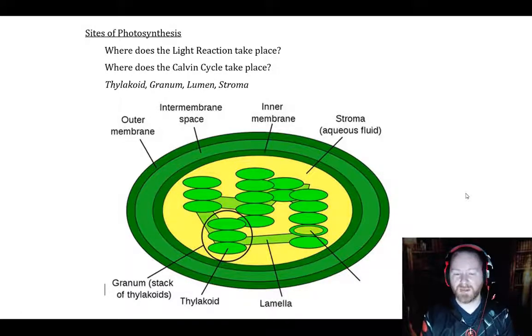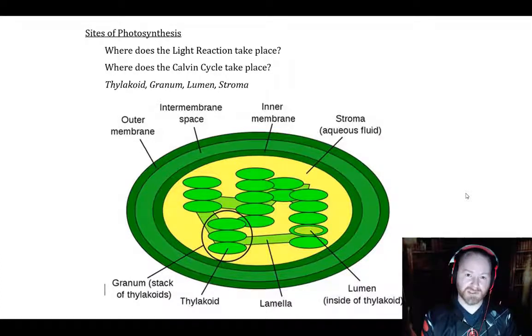Then you've got this thing called lamella, which just holds the stacks in place, holds them together so they're not moving around too much. And then you have another fluid substance that's inside of the thylakoid, and it's called the lumen. And that's going to be important. The lumen and the stroma are going to be very, very important as we start talking about the actual process for the light-dependent reaction.